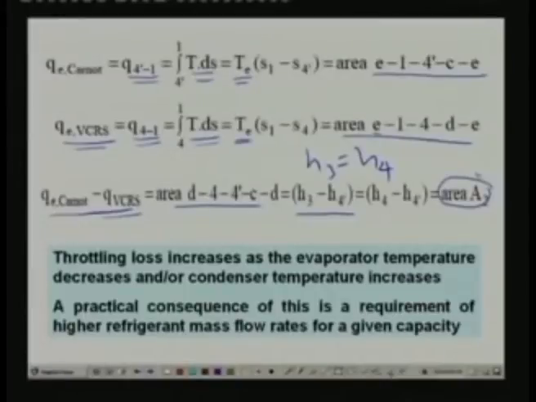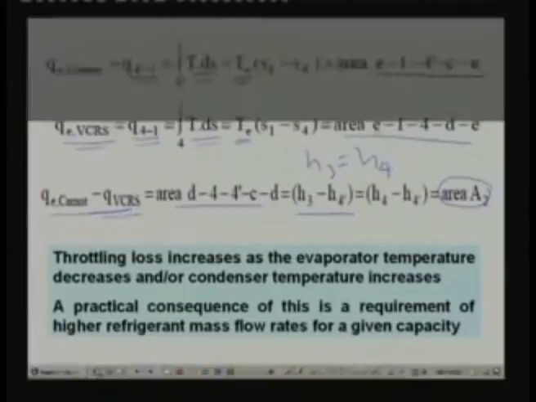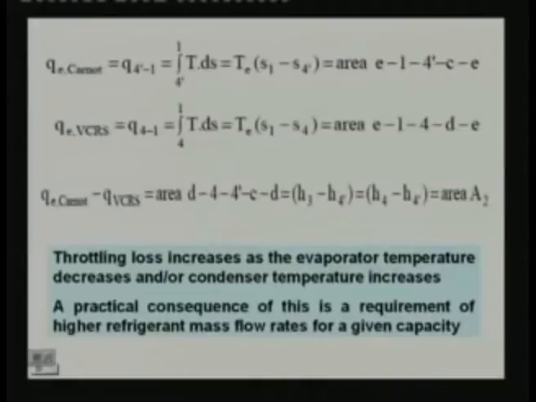And if you look at the TS diagram, you find that the throttling loss increases as the evaporator temperature decreases and or the condenser temperature increases. A practical consequence of this is a requirement of higher refrigerant mass flow rate for a given capacity, because you are losing refrigeration effect. If the capacity is fixed, to get the same capacity, more refrigerant has to circulate. So this is the consequence of changing the expansion process from isentropic expansion to isenthalpic expansion.